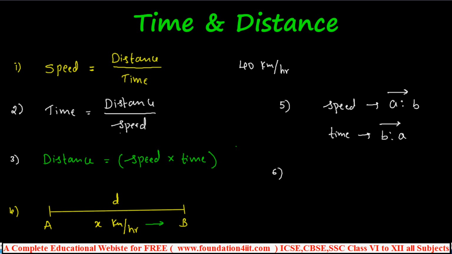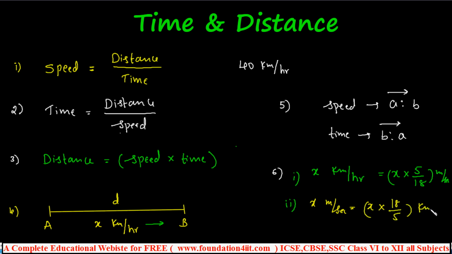And one more is conversion. If you see x kilometers per hour, the meaning is in 1 hour x kilometers will be traveled. To convert into meter per second, multiply x with 5 by 18. And the reverse: if it is x meter per second, that is equal to x into 18 by 5 kilometers per hour. To convert into kilometers per hour, multiply with 18 by 5.